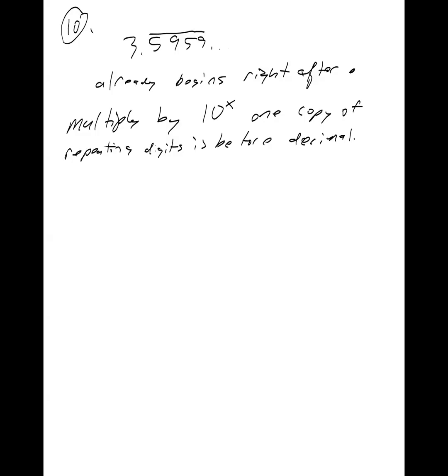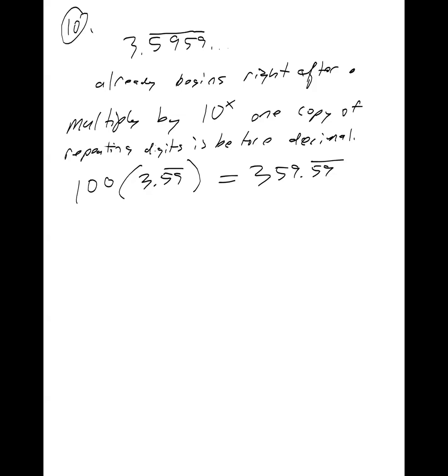So how many digits are repeating? 2 or 3? 2. So we're going to multiply by 10 to the power of 2. So we're going to take 100 times 3.59 repeating, which equals 359.59 repeating. Because 59 always repeats, it still just has more 59s after the decimal anyway, right? So we multiply by 100 because there are 2 digits repeating.